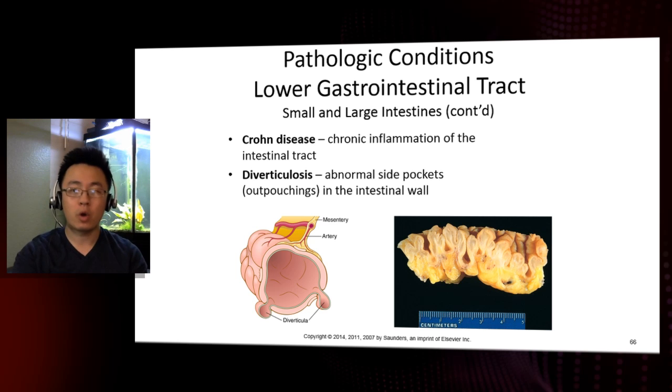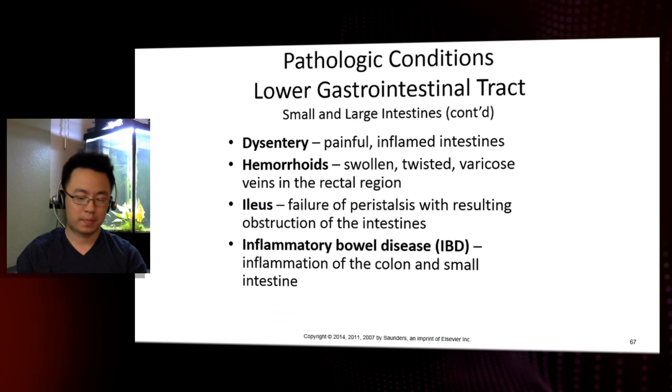We have here Crohn's disease, which is chronic inflammation of the intestinal tract. We have diverticulosis, which is abnormal side pockets or outpouchings in the intestinal wall. We have here dysentery, which is painful, inflamed intestine.